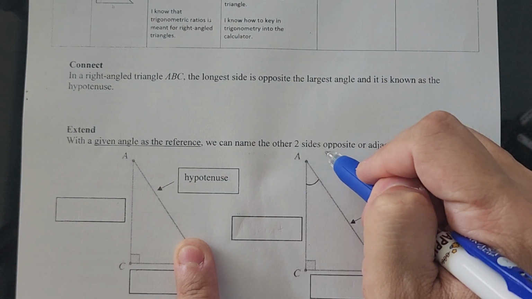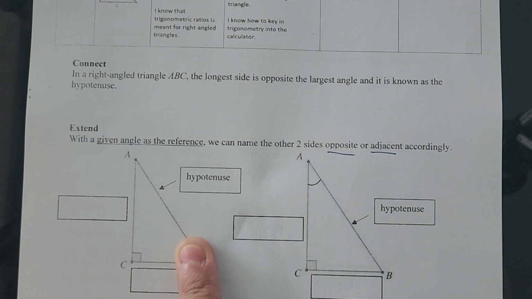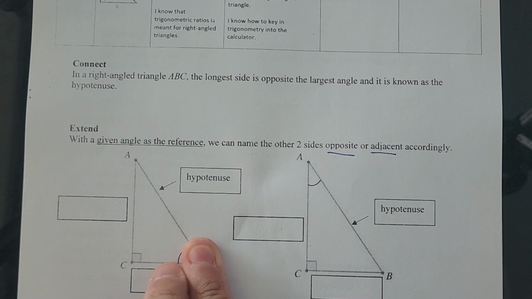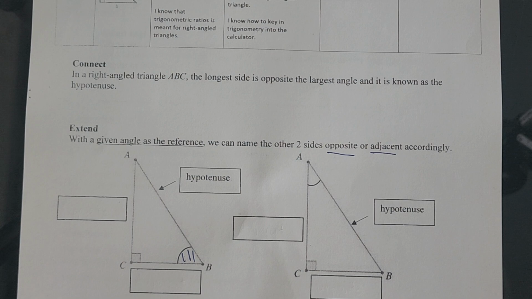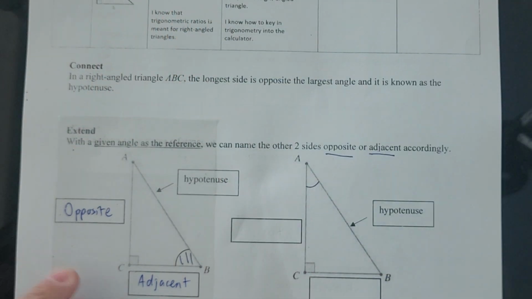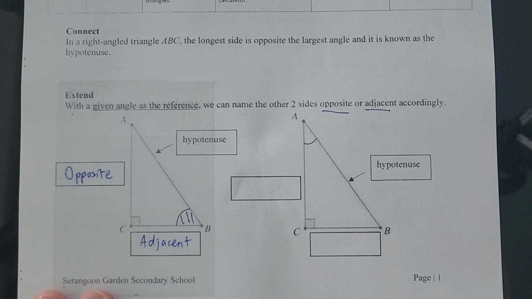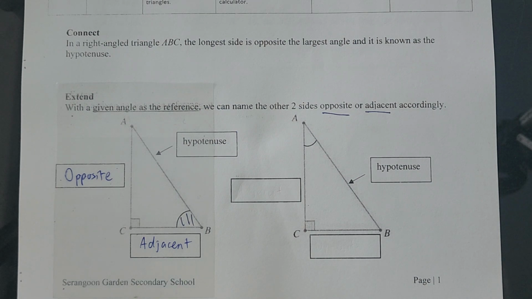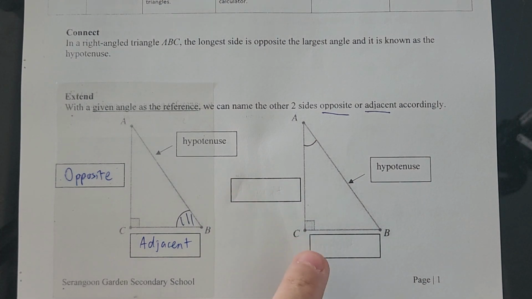Here is the spelling of opposite. And the other length that is touching your finger is the adjacent. So you have the opposite, which is not touching the mark angle, and the adjacent, which is touching the angle. Now can you try on the other triangle? On your notes, very quickly, see which one is the opposite and which one is the adjacent.